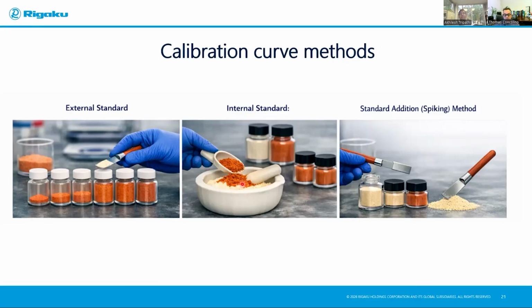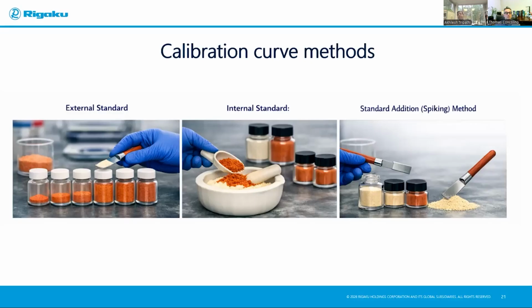Internal standard, as the picture depicts: you add some sort of internal standard, a known reference material, directly into your sample. Then you compare the sample signal to the reference signal inside the same mixture to estimate the amount present more accurately. The last one is standard addition, also popularly known as the spiking method. You add a known amount of the material you are trying to measure into the sample itself. By observing how much the signal increases after each addition, you can calculate how much was originally present in the sample.